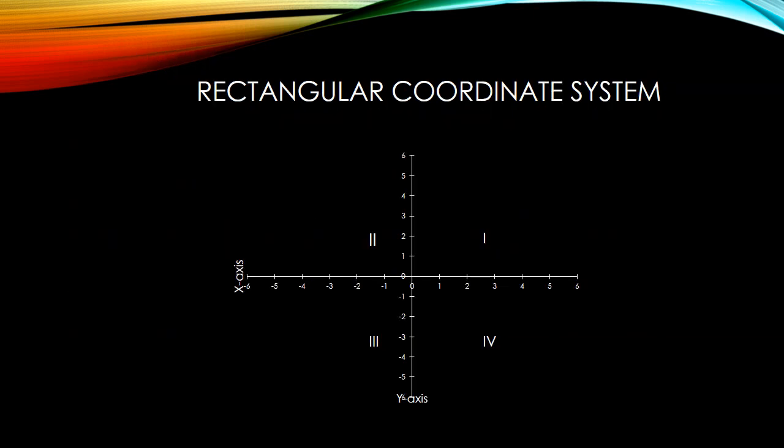Now, this is how the Cartesian plane looks. So we have 1 to 6 on the left, 1 to 6 on the right. We have negatives and positives, and we have the first quadrant, second quadrant, third quadrant, and it goes in an anti-clockwise direction.